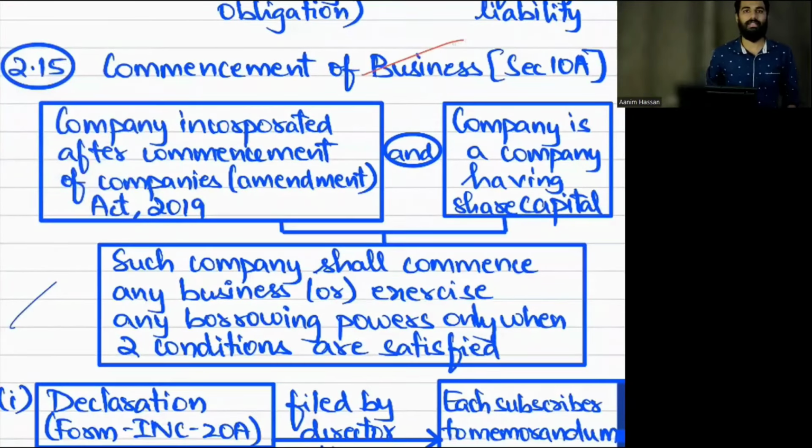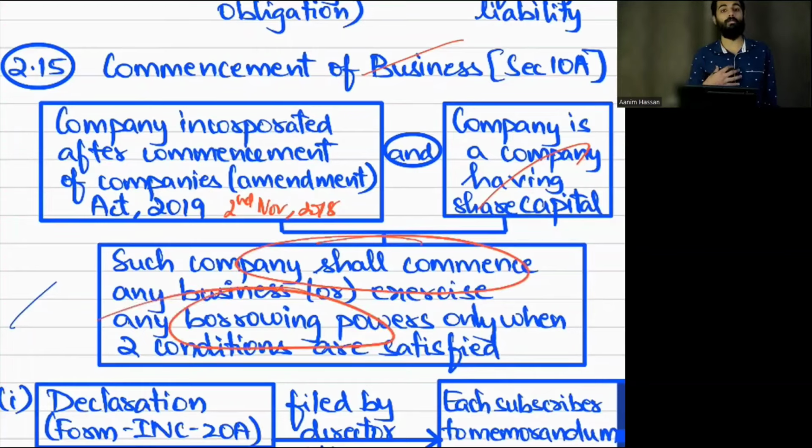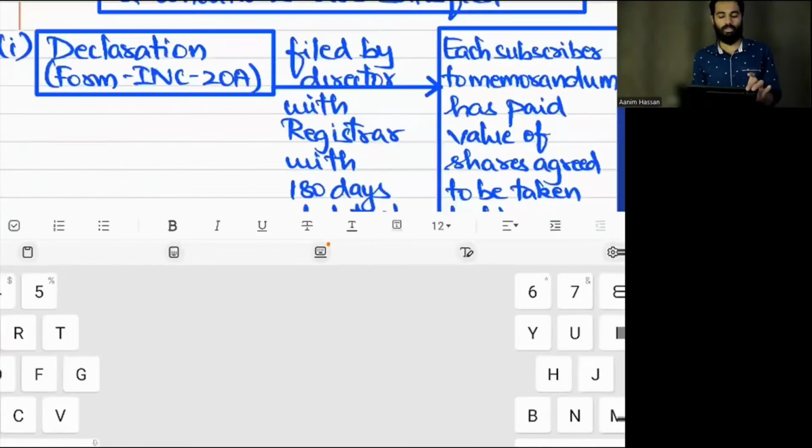So what are we going to see? First, you revise section 10A, commencement of business. A company incorporated after commencement of the Companies Amendment Act 2018, that is after 2nd November 2018, and the company is having a share capital. In that case, the company will commence business or have the power to borrow only when two conditions are satisfied. What are those two conditions?